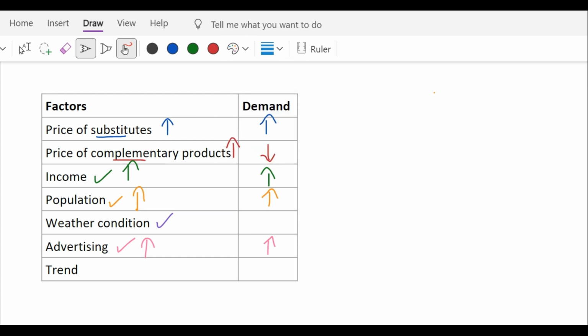Then we have trends. This is mostly relatable to products that go in line with fashion. So let's say there is a new trend of wearing bell bottoms. In that case, the demand for bell bottoms will increase. So if there is a rising trend for a particular product, then the demand for that good will increase. But if the trend dies down, then the demand will fall.